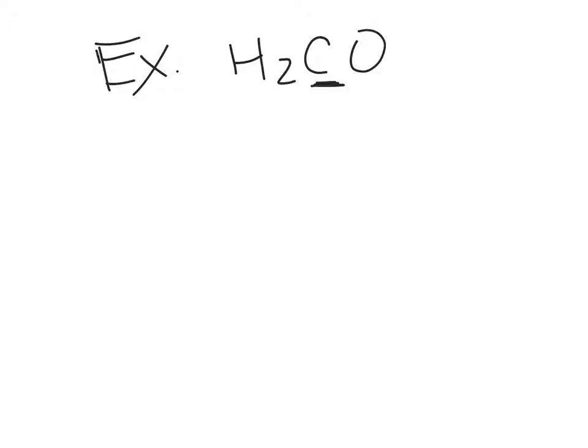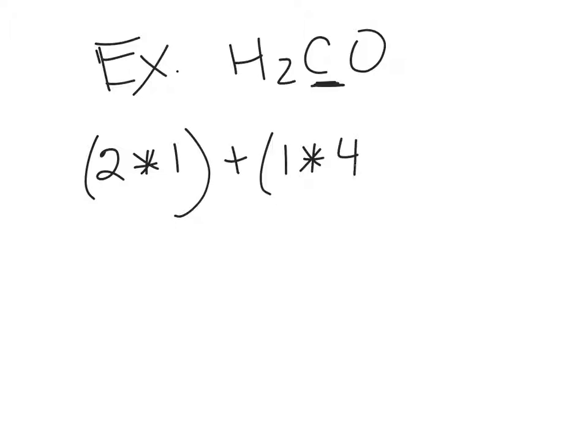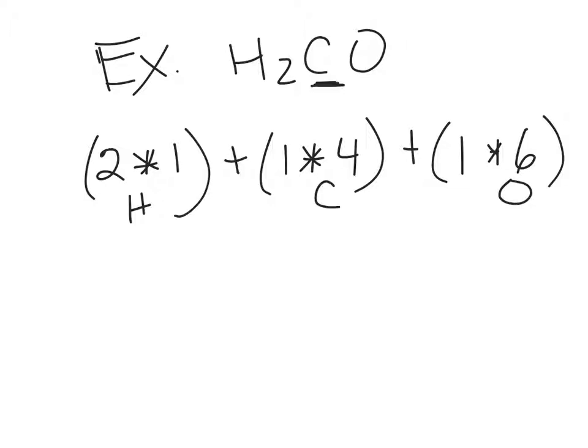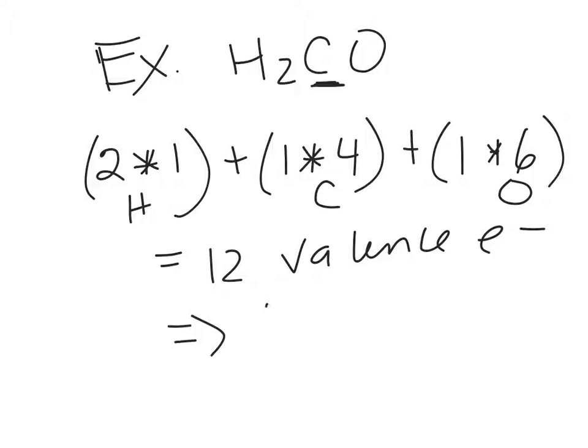Okay, so our first step was to add up the valence electrons. So we have 2 hydrogens, and each hydrogen has 1 valence electron. We have 1 carbon, which has 4 valence electrons, and we have 1 oxygen, which has 6 valence electrons. So this is from the hydrogens, this is from the carbon, this is from the oxygen. If you add that up, you get a total of 12 valence electrons. And if you divide that by 2, that means we have 6 pairs to put on our structure.